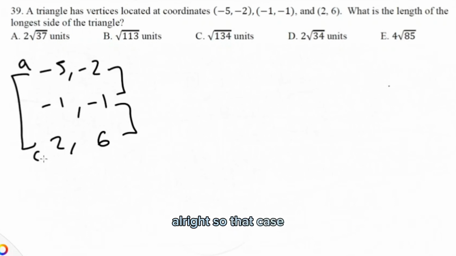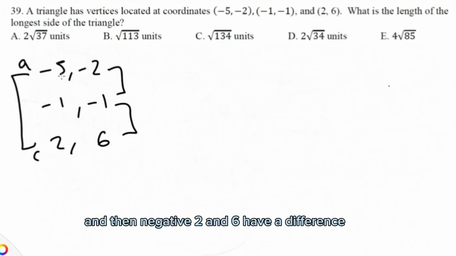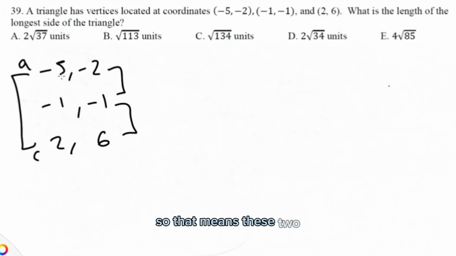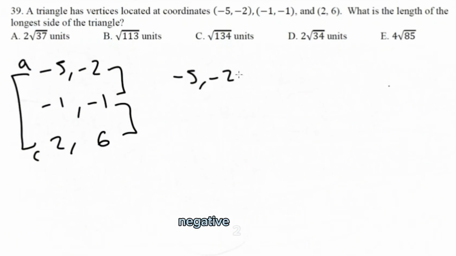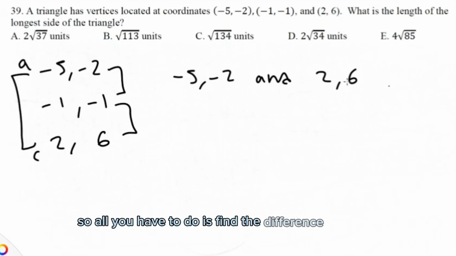Alright, so in that case, -5 and 2 have a bigger distance of 7 compared to the other two values. And then -2 and 6 have a difference of 8. So that means these two, A and C, are the farthest apart, which means that's going to be the longest side of the triangle. So all we have to do is do the distance formula on (-5, -2) and (2, 6). That's pretty simple. So all we have to do is find the difference between the x's and the difference between the y's, square them, and then find the square root.